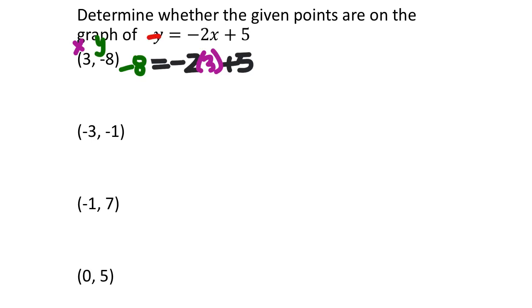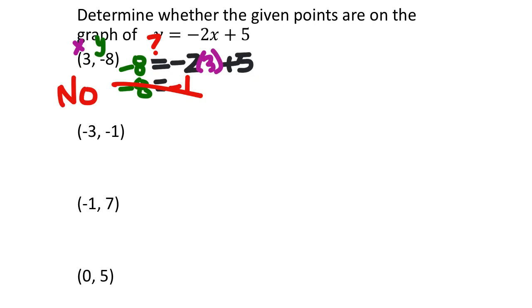Well, we're not sure if this is true, but we're going to find out. So I got a question mark over my equal sign. Now -8, it's just -8, that's fine. And we're seeing if this does equal. -2 times 3 is -6. But when I add 5 to that, I end up with -1. Well, is that true? No, it is not. So 3, -8 would not be on the graph of y equals -2x plus 5.